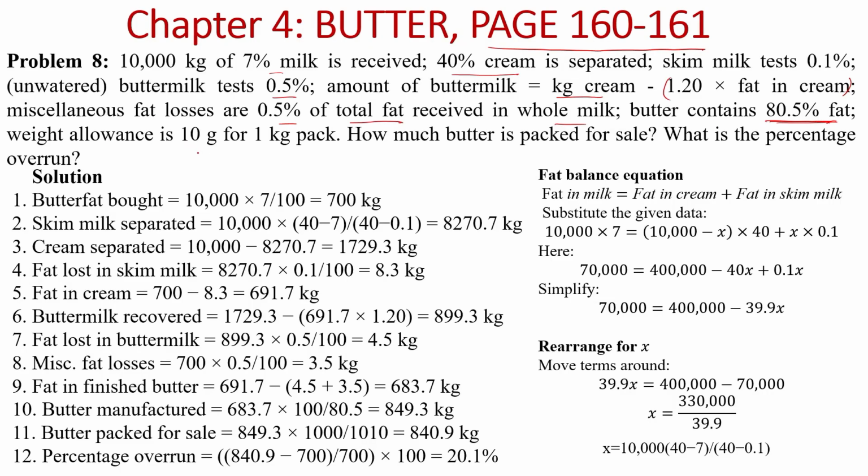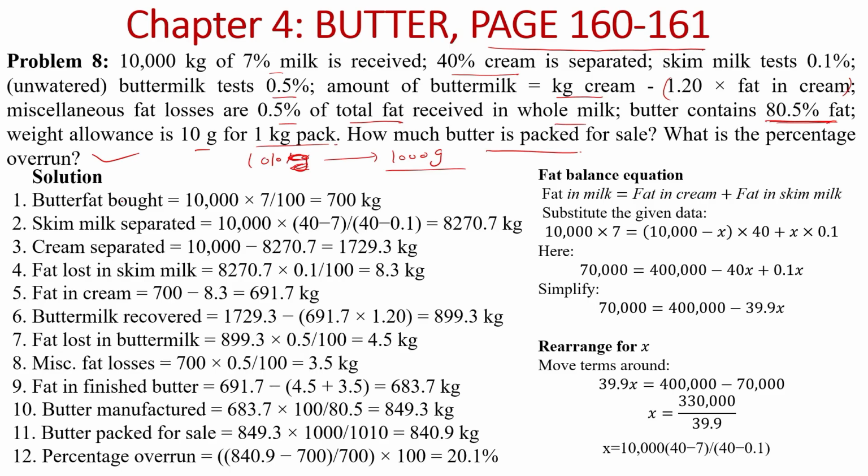Weight allowance is 10 gram for a 1 kg pack. That means if you have 10 kg of butter, the pack is 1000 gram, so this is 10,000 gram of actual butter. Actually the package is 1000 gram because of the packing and handling losses. Now we have to calculate how much butter is packed for sale and what is the percentage overrun. These two things we have to calculate.